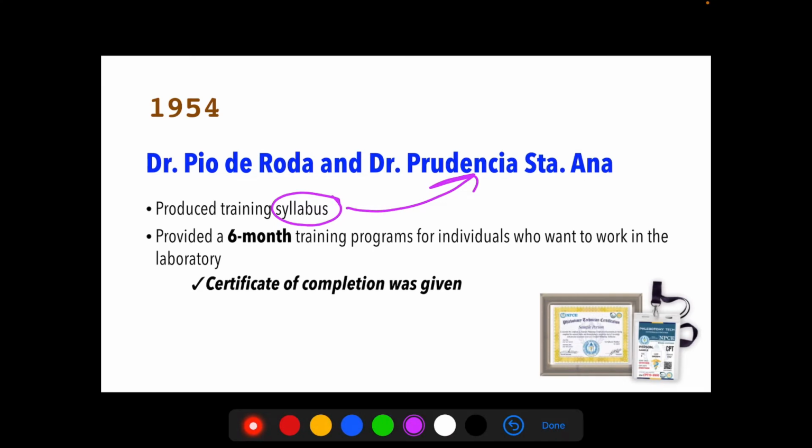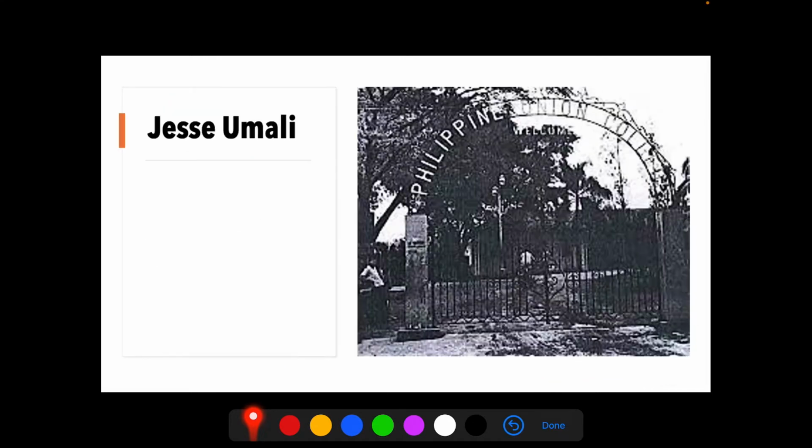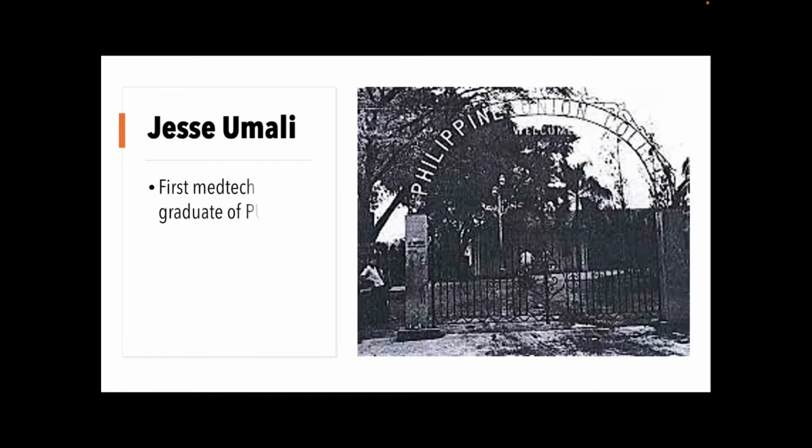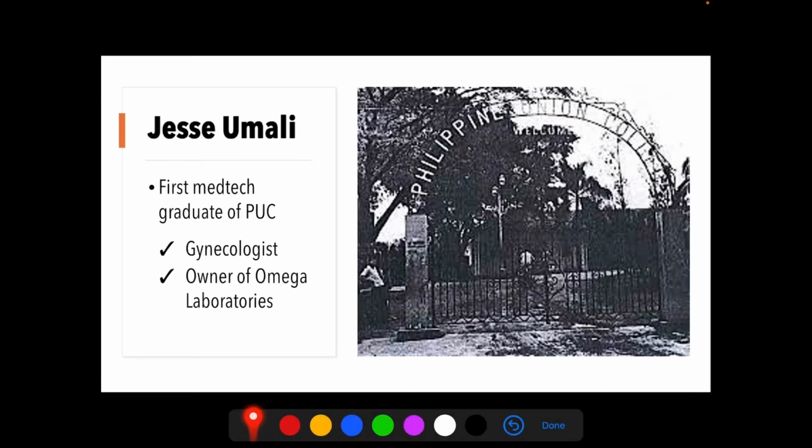And also, I just want to mention that the first Bachelor of Science degree course in medical technology was offered by the PUC or the AUP. So PUC stands for Philippine Union College. So that is now Adventist University of the Philippines. And the training was held in Manila Sanitarium. So since the first school that offered the medical technology course is PUC, their first graduate of course is Jesse Umali. So he is now a gynecologist and the owner of Omega Laboratories.